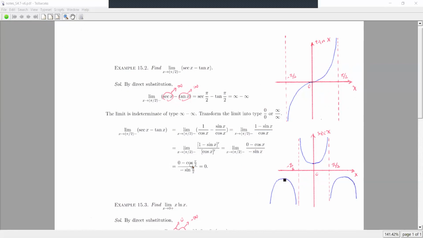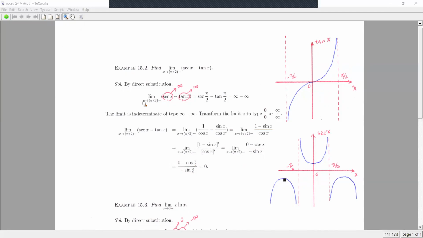Cosine of pi over 2 is 0. Sine of pi over 2 is 1. Therefore, we get 0 minus 0 over negative 1. The limit is 0. So this limit is 0.